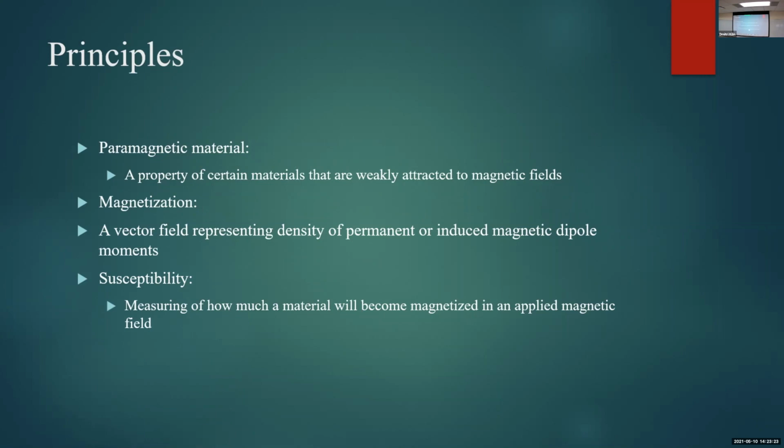The response of material to an external magnetic field contributes to magnetization. There are different types of material with respect to magnetization. One of them is paramagnetic materials. In paramagnetic materials, we can see weak induced magnetization in the magnetic field. The important factor is susceptibility, which is a measure of how much of the material will become magnetized in an applied magnetic field.